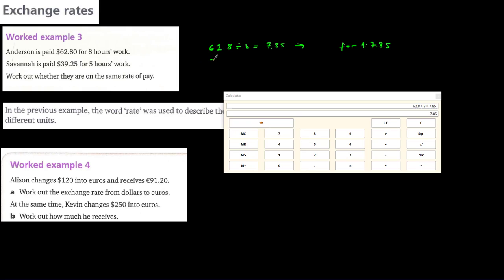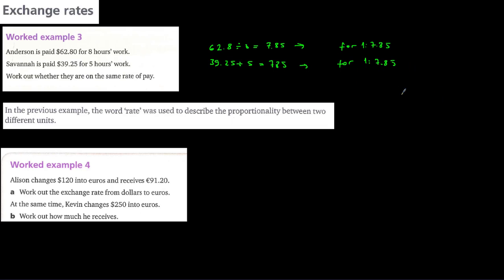For the second one, 39.25 divided by 5 hours this time. Pardon, this is 39, I'm sorry. 39.25 divided by 5 is equal to 7.85 again. So for 1 hour, Savannah also gets 7.85. So the rate is the same. They are getting the same amount of money.